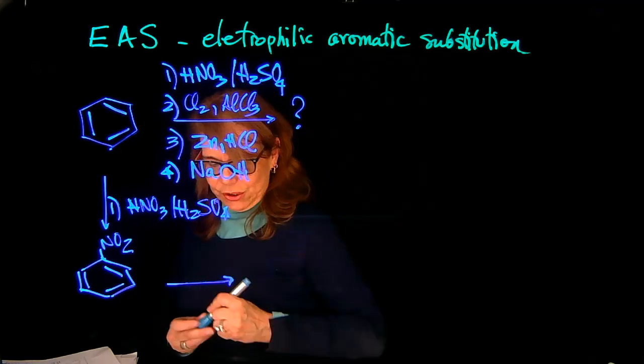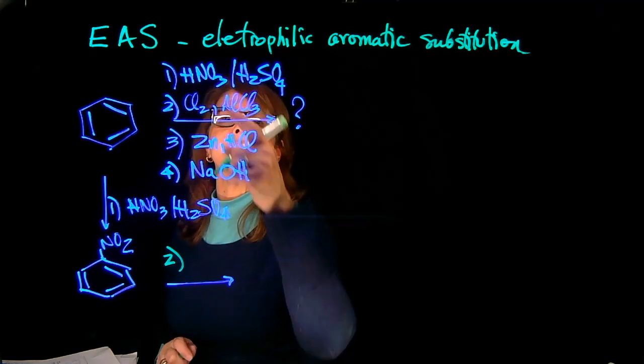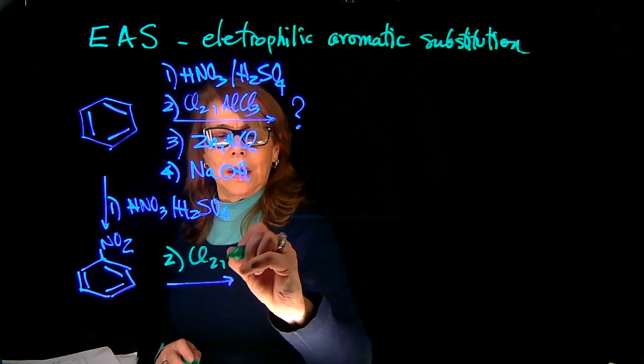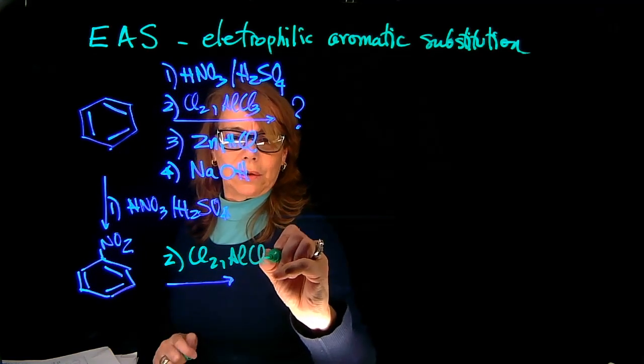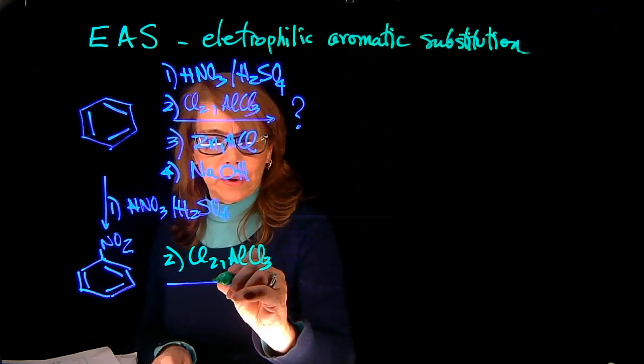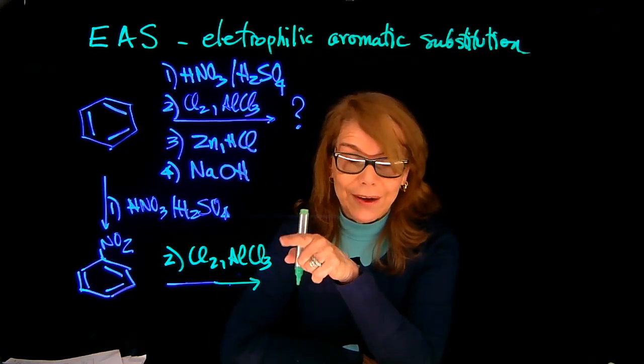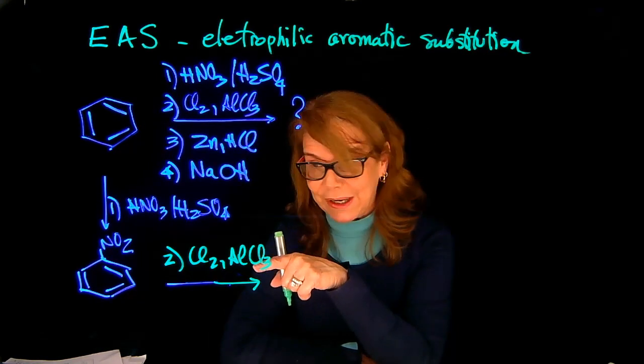Next, I have another reaction. The next reaction is a chlorination. So number 2, I have chlorine and aluminum trichloride, my Lewis acid. What is this doing? Well, a chlorination, but now I have a substituent. I need to determine where the chlorine is going to enter.